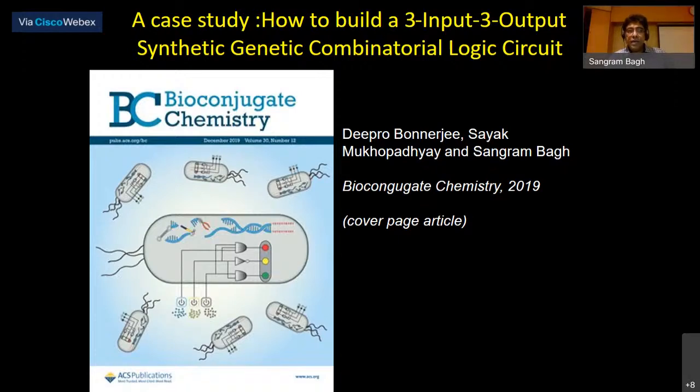Here I'll just explain one thing. If you see this circuit we made, there is this gate, an AND gate, a 3-input AND gate. You can see there are 3 inputs, and we'll try to see how you can actually develop a 3-input AND gate in actual molecular terms.